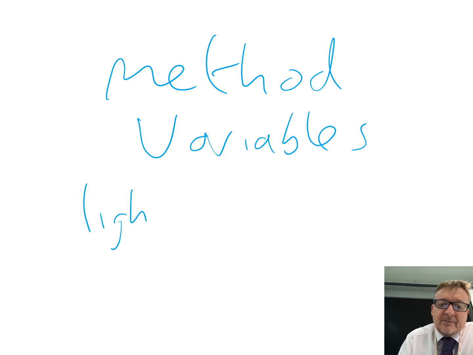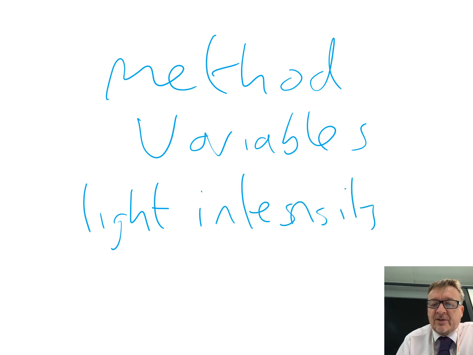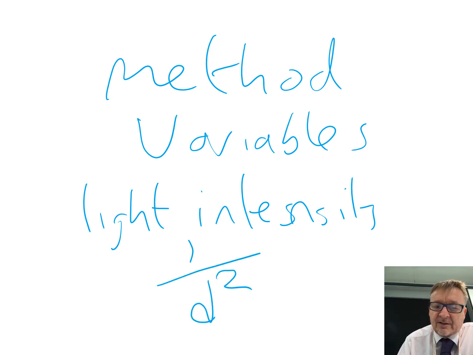Light intensity is the phrase that you use. You don't use anything other than light intensity. You don't say light, or say how bright it is. You talk about light intensity. And remember, light intensity is 1 over the distance squared.